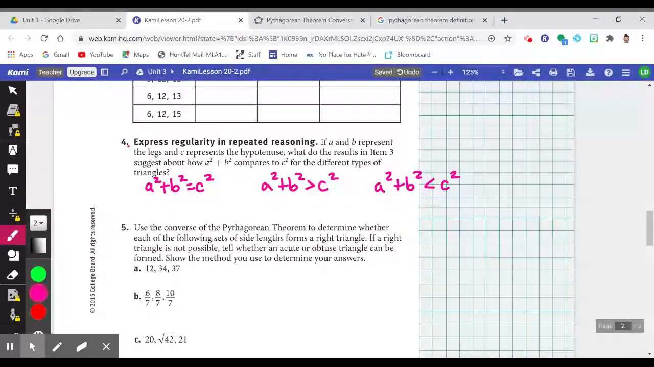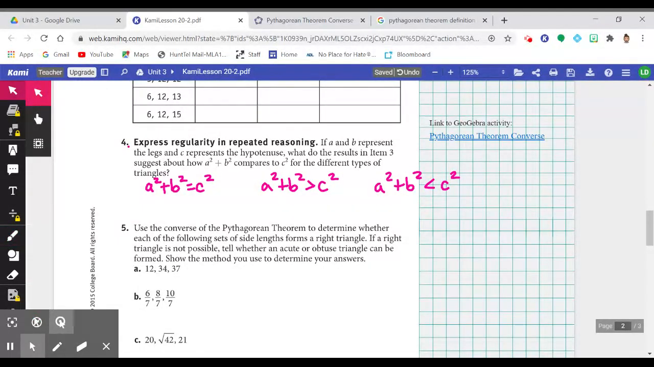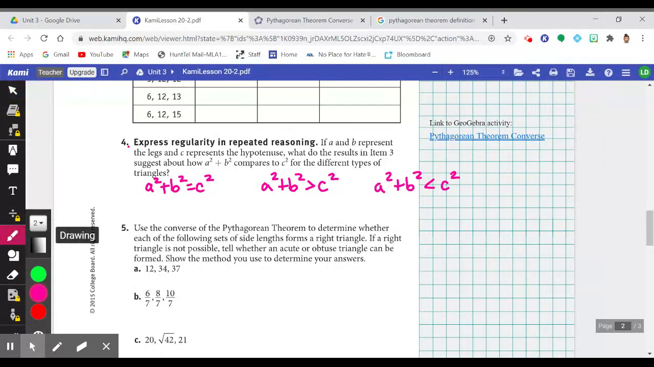So that's what we're about to look at. So we are going to utilize a GeoGebra activity, and here is the link over here for anybody that wants to actually do this on your own. Again, the goal is we know the Pythagorean theorem. If it's a right triangle, then A squared plus B squared equals C squared. And so the converse said, if A squared plus B squared does in fact equal C squared, then it is a right triangle. So we know if this is true, then we are dealing with a right triangle.